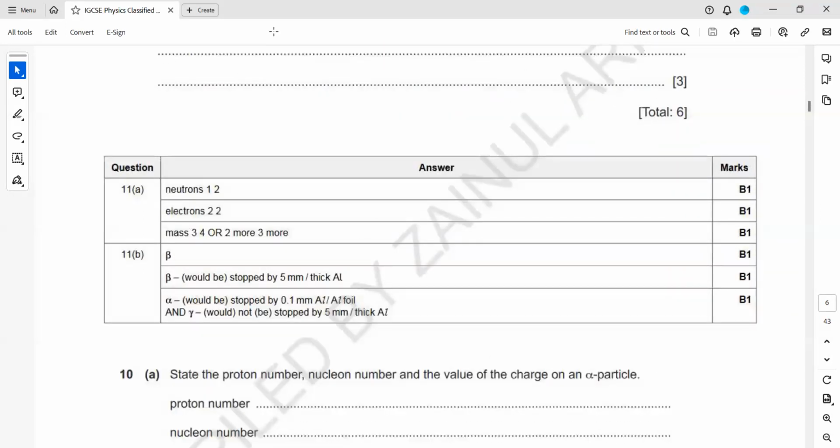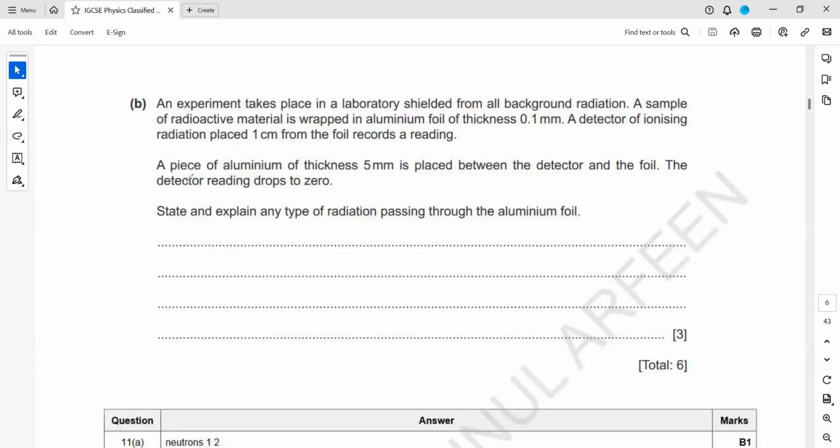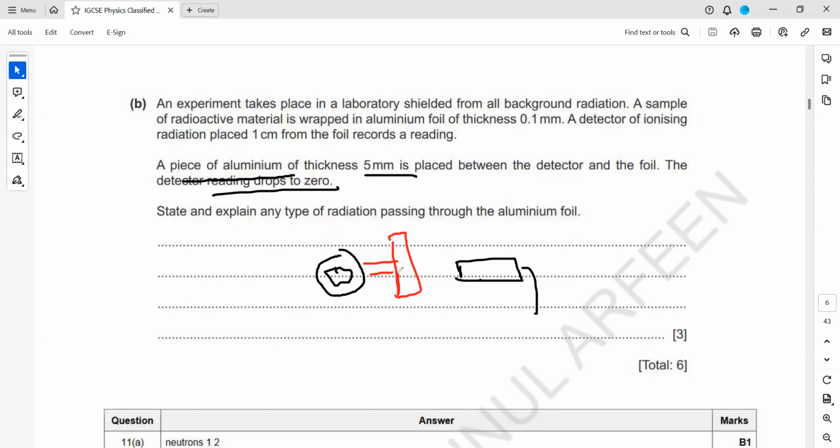So first thing, there is beta. Why is there beta? Because when we place an aluminum sheet, then the count reduces to zero, as I mentioned here. So a piece of aluminum of thickness 5 millimeter and the detector reading dropped to zero. When there was a sample and we placed aluminum, the detector was recording some value. But the moment we place the aluminum, the reading turned to zero.